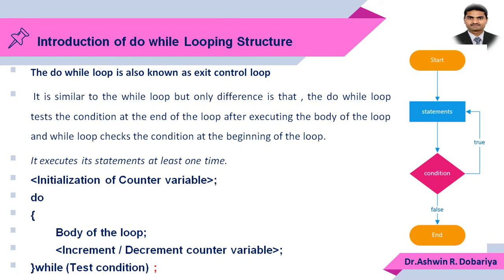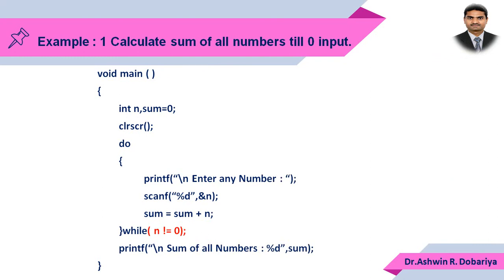Let's see a certain example. This is a very simple example which will calculate the sum of all input numbers. The numbers will be asked of the user, and if the user enters 0, then this loop will be stopped. Otherwise, if the user enters a number other than 0, then it will continue the loop. We require one variable n for the input number, then sum which will store the addition of all the numbers. Clear screen, do, then printf, enter any number.